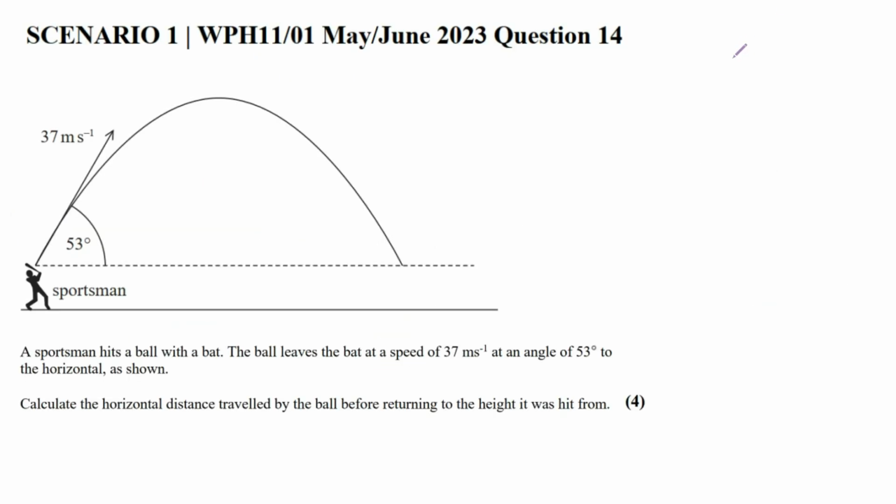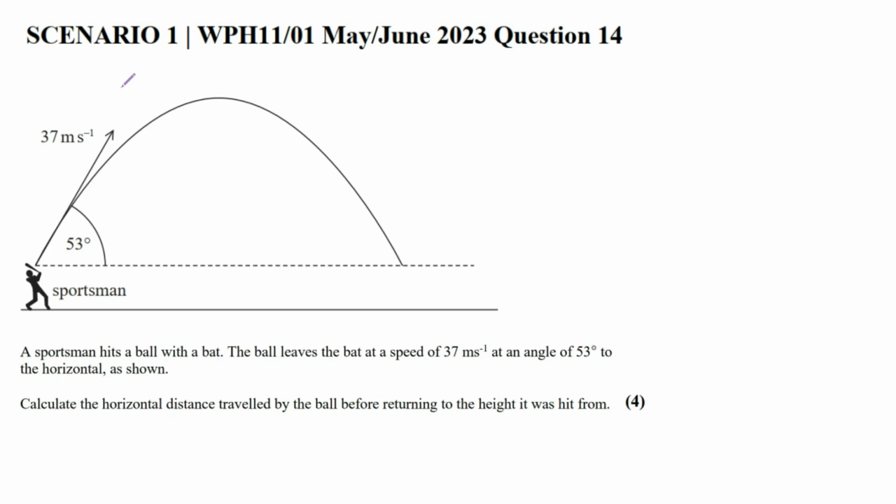So this question is from May 2023, question 14. And why am I calling this scenario 1? Right? So let's see. A sportsman hits a ball with a bat. The ball leaves the bat at a speed of 37 meters per second at an angle of 53 degrees to the horizontal as shown.